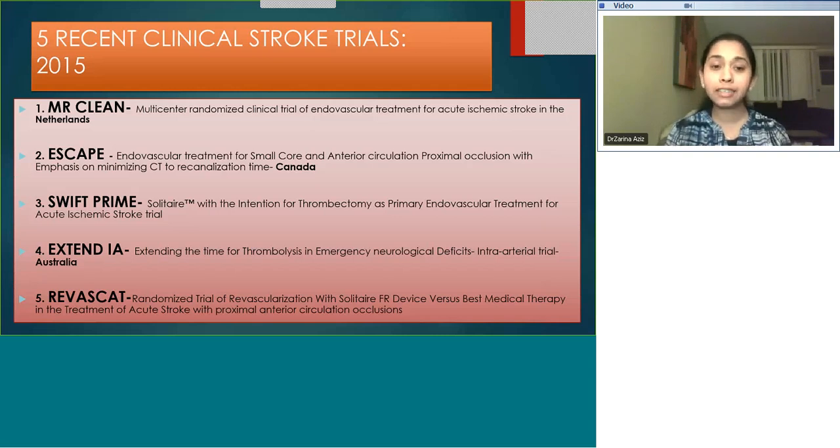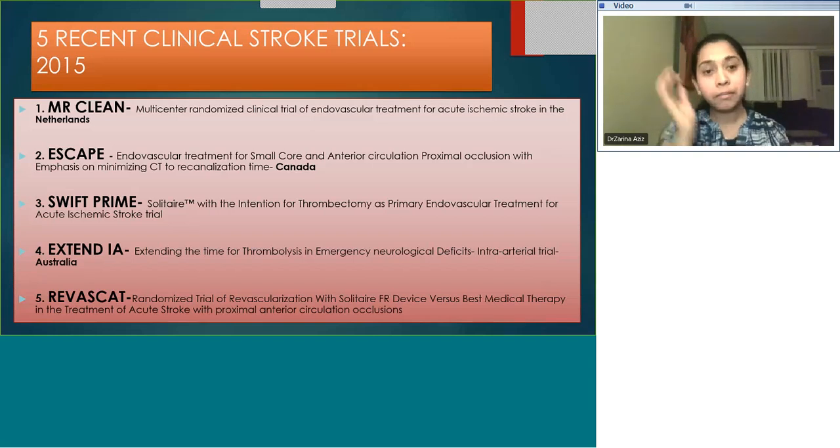So before these trials, the emphasis of treatment of ischemic stroke was more on intravenous thrombolysis. That means if a patient presents within 4.5 hours of acute onset of stroke, and if the CT does not show hemorrhage, these patients were basically considered eligible for getting intravenous TPA, that is tissue plasminogen activator. But nowadays, this paradigm has shifted, and it is more in favor of endovascular treatment if they are considered eligible.